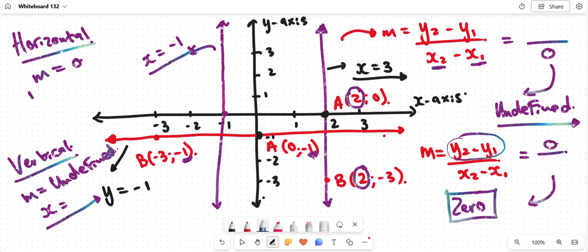The equation of the horizontal line is y is equal to wherever it's cutting your y-axis. And this should be clear to see from the picture. It shouldn't be something you need to think about. You just look at your picture. Where is it cutting? If it cuts my x-axis, x is equal to that value. If it cuts my y-axis, y is equal to that value.